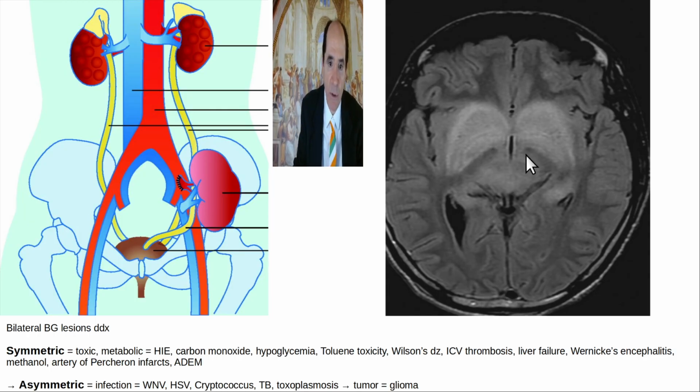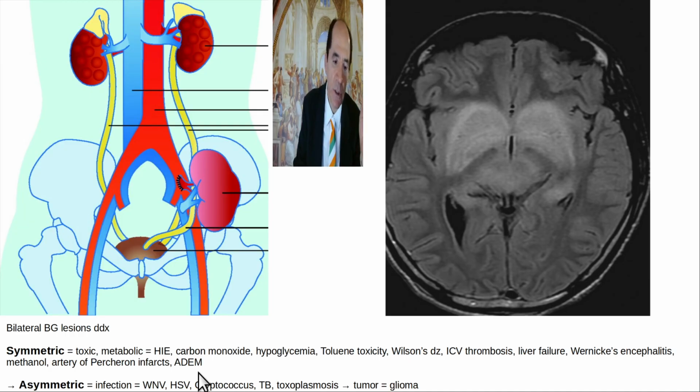Okay, so it's bilateral and symmetric, and that puts you in the category of bilateral symmetric basal ganglia disease. Toxic metabolic is your first category of disease. So you look up toxic metabolic causes, or you should know them: carbon monoxide, hypoglycemia, toluene, Wilson's disease, internal cerebral vein thrombosis, liver failure, Wernicke's encephalopathy, methanol, artery of Percheron infarct, ADEM, okay?